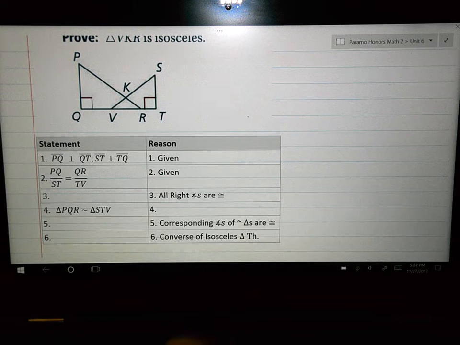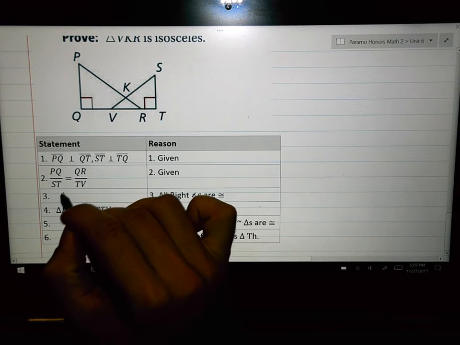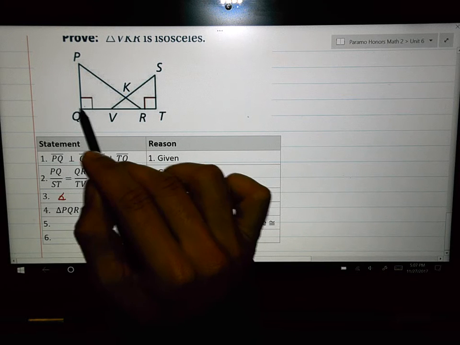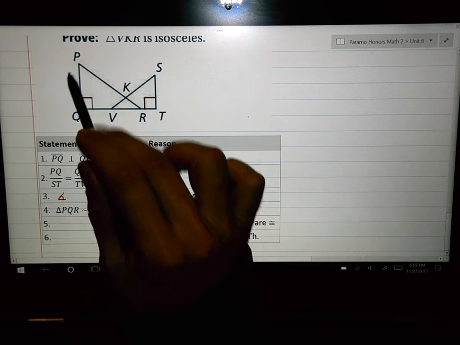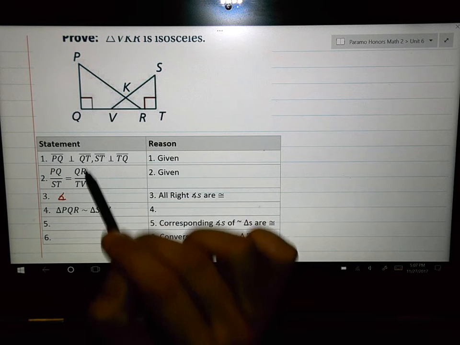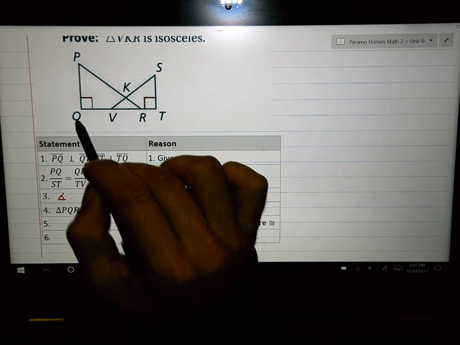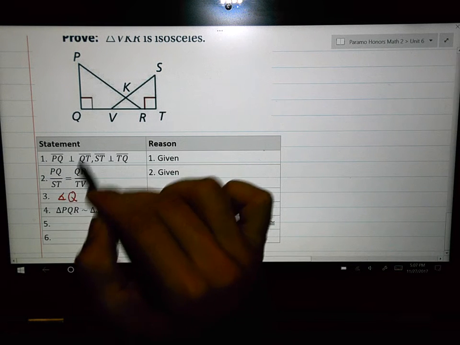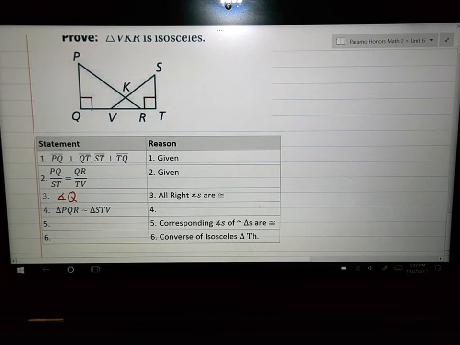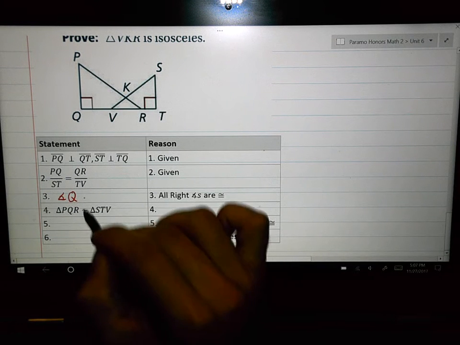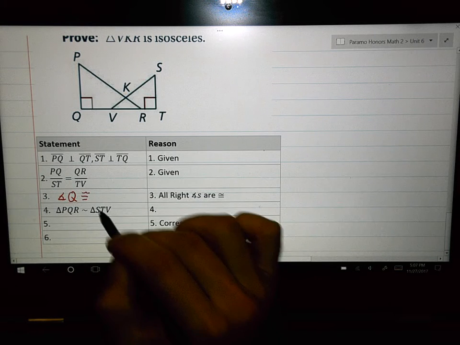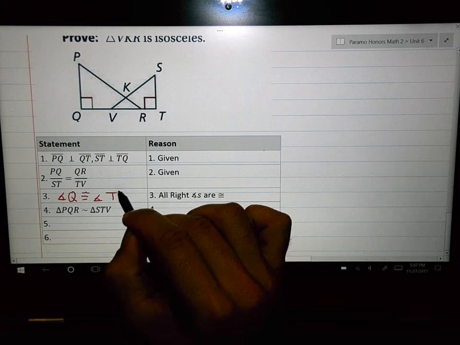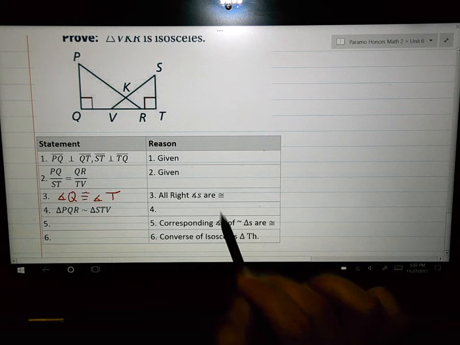So let's see. You could say angle... Are there any other angles besides angle Q? Let's see, that I can make. Do I need to use angle PQR for this? No. The only reason I can use a single letter is because there's only one angle made with angle Q. Angle Q is a right angle, and that is congruent to angle T. All right angles are congruent.